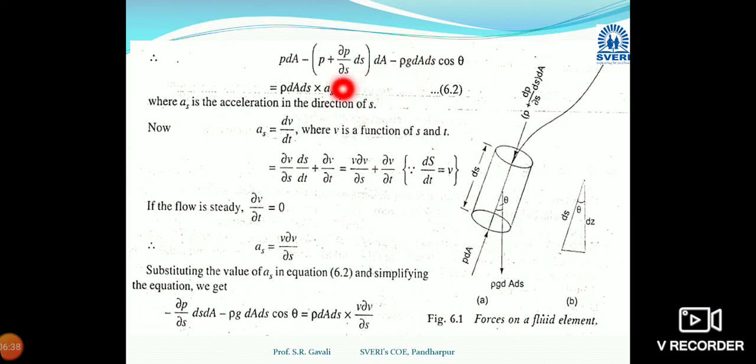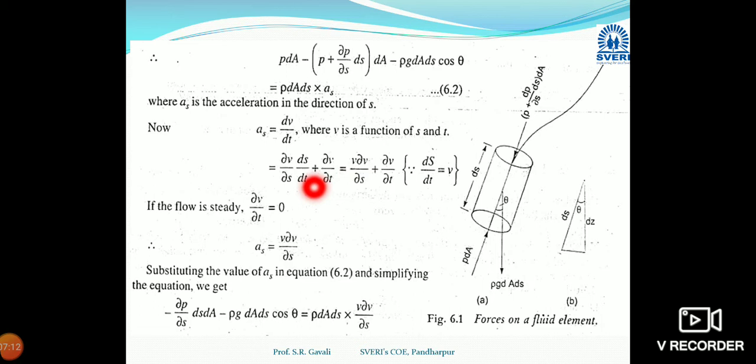This is one equation. This is another equation, meaning mass into acceleration in the s direction. And mass is ρ dA ds, whereas a_s is the acceleration in the s direction, and this a_s is equal to dv/dt. And we know that v is a function of space coordinate s and time coordinate t. Therefore a_s is equal to dv/dt, and v is partially a function of s and partially a function of t. Therefore it is equal to ∂v/∂s into ds/dt plus ∂v/∂t into dt/dt, but dt/dt will become 1.